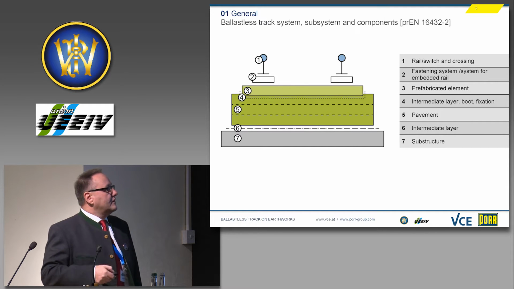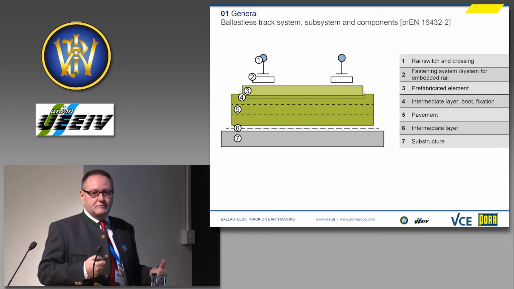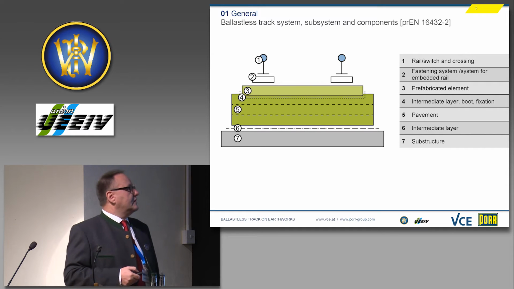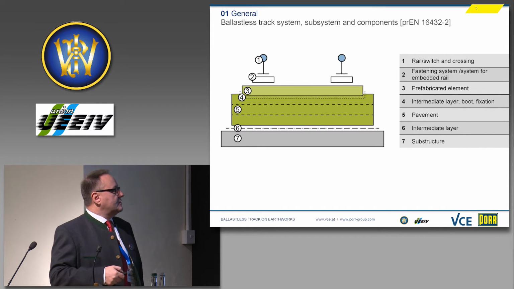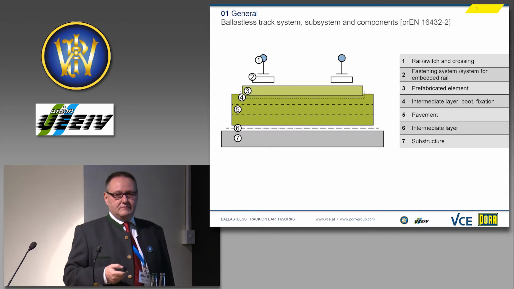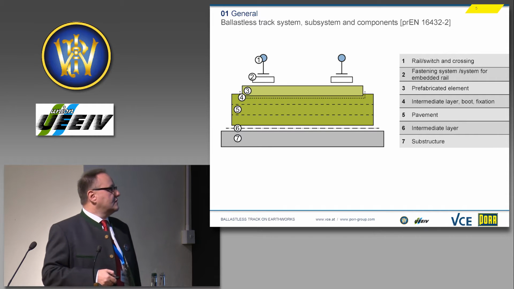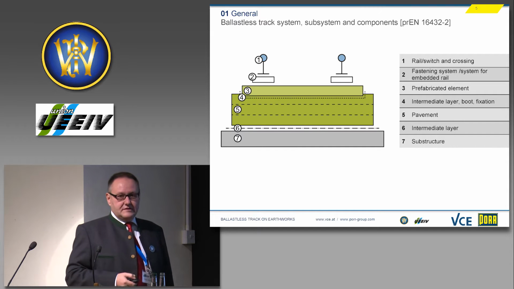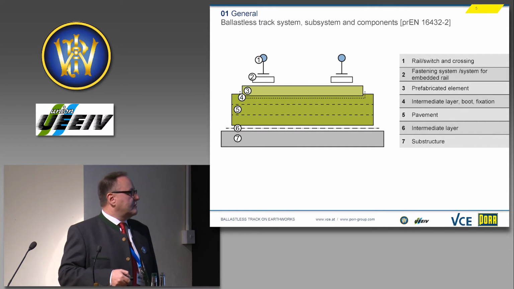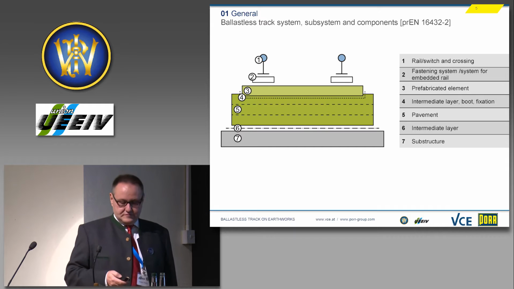In regular cases, we can also have some layers not in a special situation. This is a picture showing comprehensively all possible layers. And then we have intermediate layers, boots for example, elastic boots. Then we have a pavement. It can also consist of several layers. And then we have, again, an intermediate layer and the substructure.